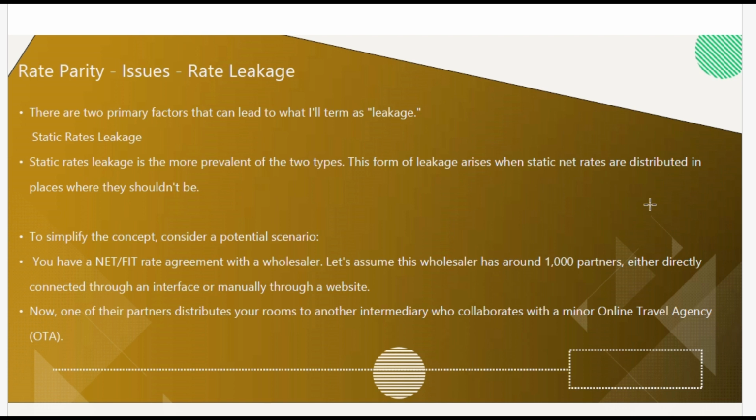To simplify the concept, consider a potential scenario. You have a net or FIT rate agreement with a wholesaler, a B2B partner. Let's assume this wholesaler has around 1,000 partners, either directly connected through an interface or manually through a website. Now, one of their partners distributes your rooms to another intermediary who collaborates with a minor online travel agency. So that's how this rate leakage starts.